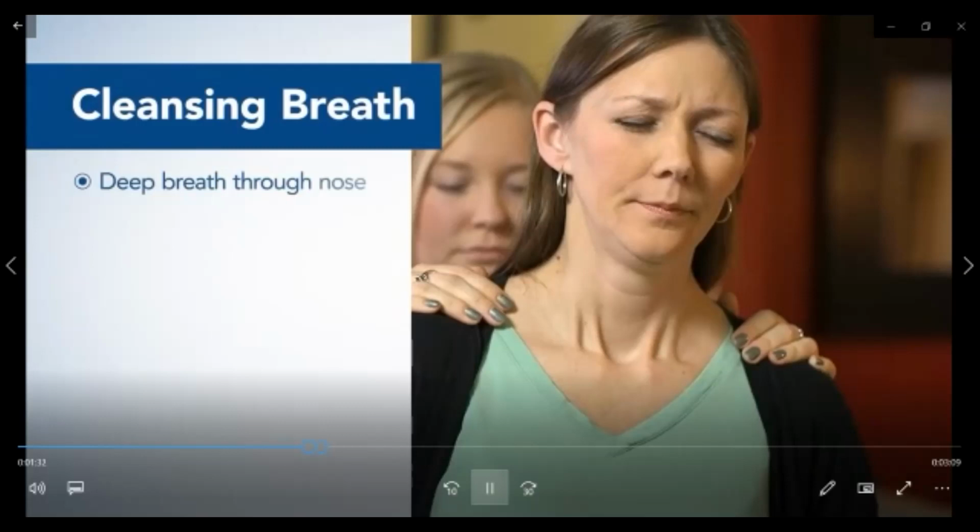Welcome the contraction with a cleansing breath. As your contraction peaks, do short, light breaths in and out of your mouth. End with a cleansing breath.